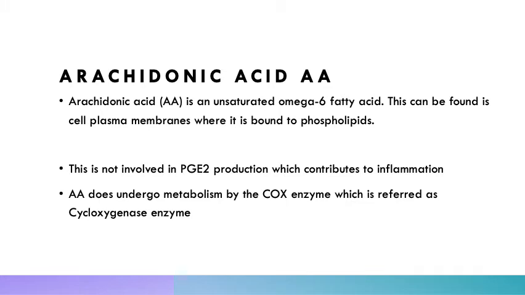Next we have the arachidonic acid, the AA, which we talked about a little bit before. This acid is an unsaturated omega-6 fatty acid. This can be found in the cell plasma membrane where it is bound to the phospholipids. This is involved in PGE2 production, which contributes to inflammation. And AA also undergoes metabolism by the COX enzyme, which is referred to as that cyclooxygenase enzyme.